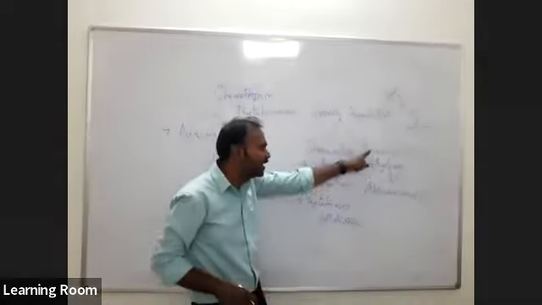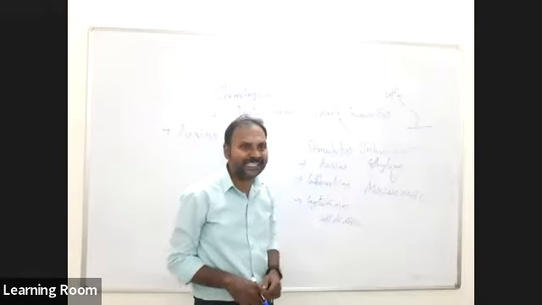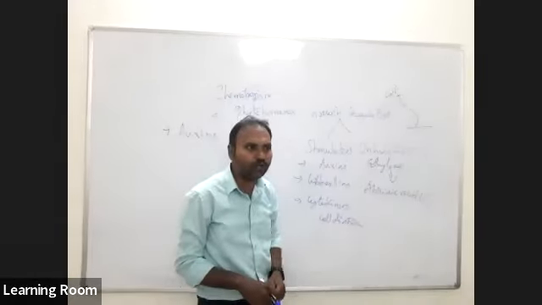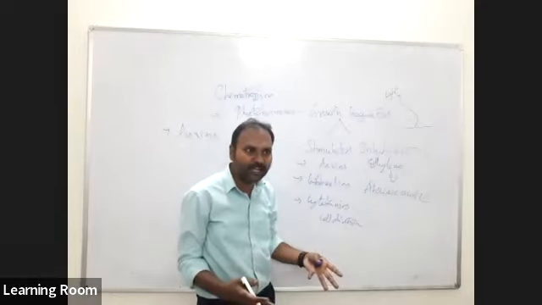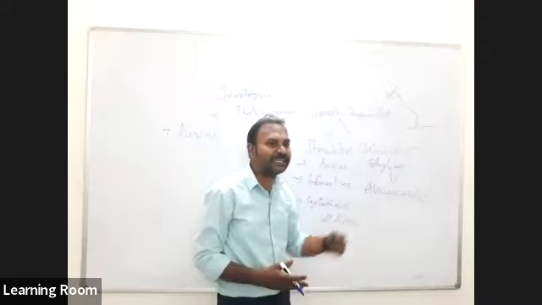So ethylene supports the production of what? Abscisic acid. So that's why these hormones can be considered as what? Growth inhibitors. Can you understand? So the main inhibitor of growth is actually abscisic acid.